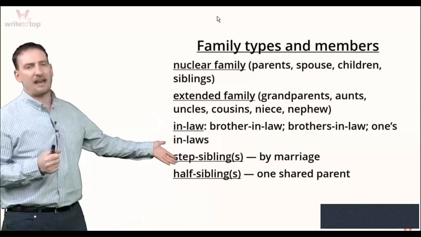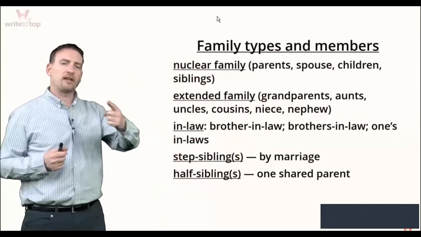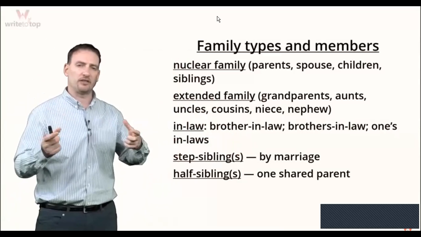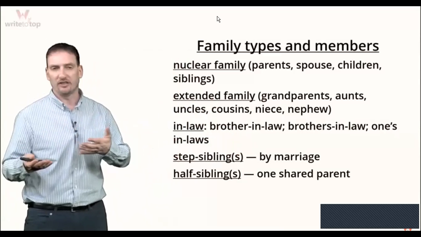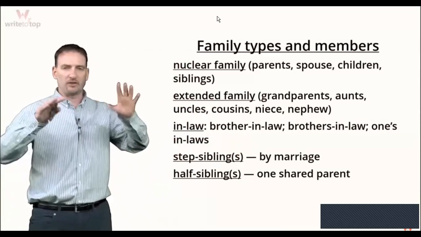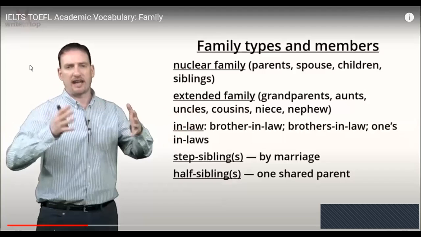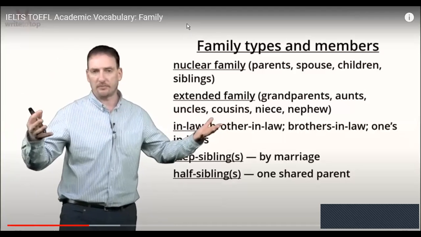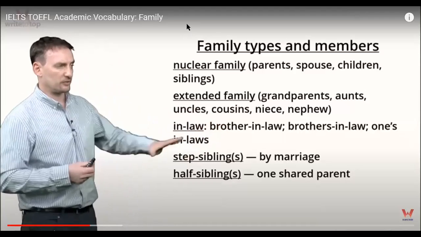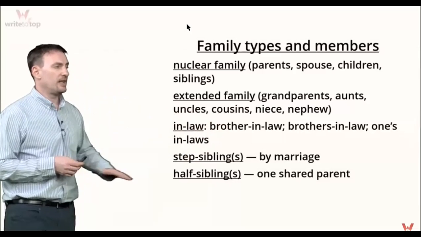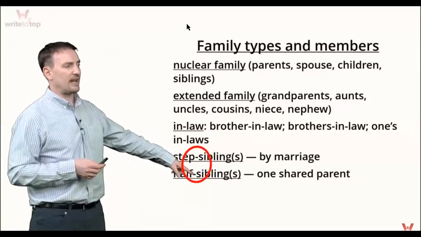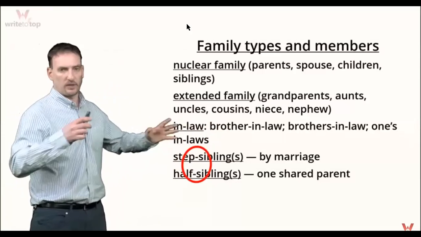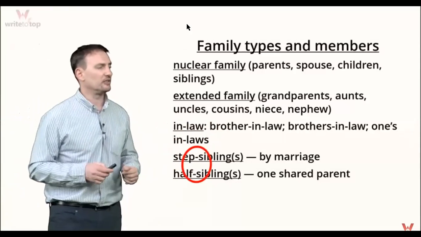And then you have half siblings. When you have one common parent to two children, they are half brother, half sister. So one mother, but two separate fathers. You have one father, two different mothers, one parent. That is when I talk about stepbrother, stepsister, etc.